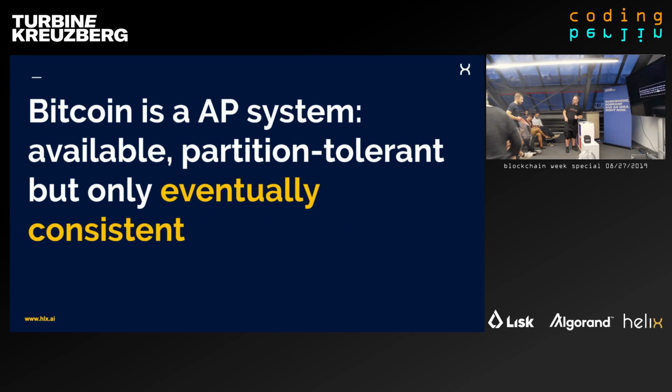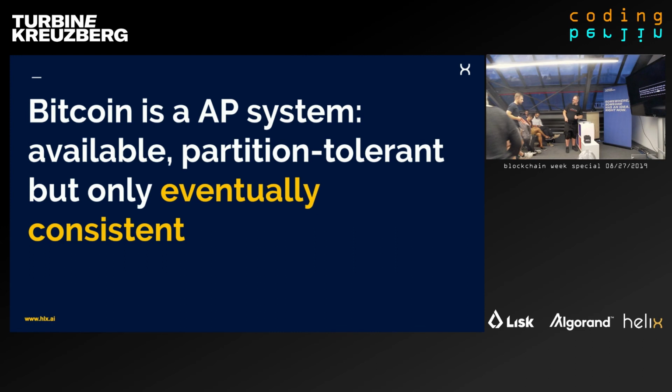From the distributed systems point of view, Bitcoin is an AP system in terms of the CAP theorem. It is available, which means that you can always submit a transaction to a full node. It is partition tolerant, so even if the network is partitioned, it continues to function, but only eventually consistent, which means that if the network heals after the partition, there is a reconciliation process, and there is this famous rule which tells you how to reconcile.